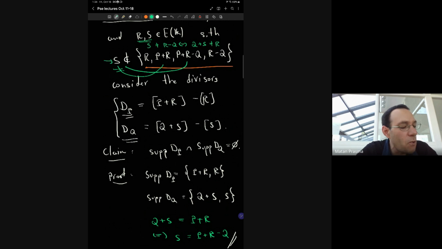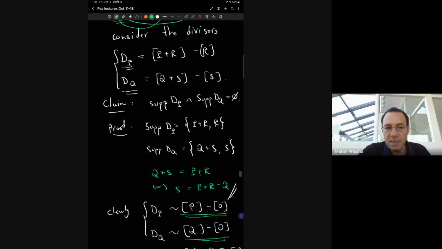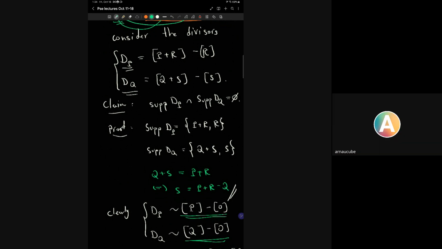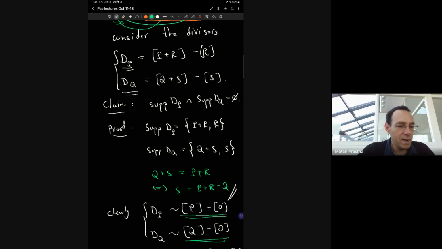It's enough. There are many ways to do it, but one of them is that you take S to be a point that is different than all these other four points in the orange brackets. And then it's really like a pedestrian task to verify that these divisors DP and DQ have disjoint support. Is this okay? Yes, I think. Okay.